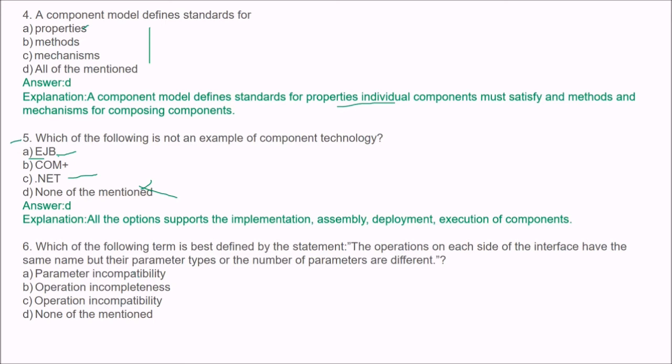Next is which of the following term is best defined by the statement: the operations on each side of the interface have the same name, but their parameters, types, or the number of parameters are different. These are options for you. The answer is parameter incompatibility, right?